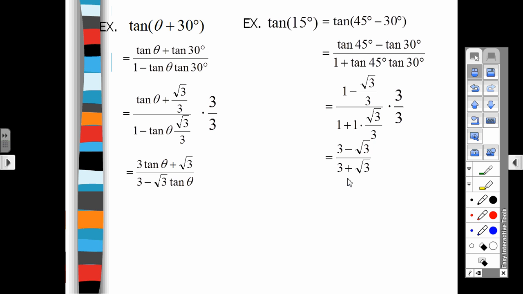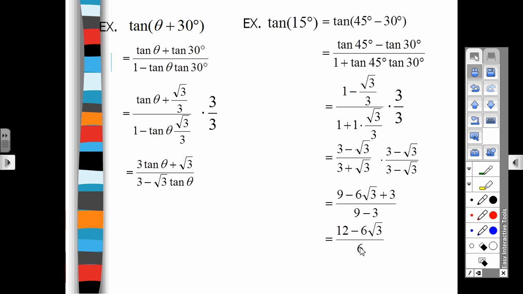And if you recall, how do you rationalize a denominator that has something like this? You're going to multiply the top and bottom by the conjugate. So the conjugate of 3 plus root 3 is going to be 3 minus root 3. So we multiply the top and bottom by that. When we multiply this out, this is what we end up getting. And if we combine like terms, we end up getting 12 minus 6 root 3 over 6.